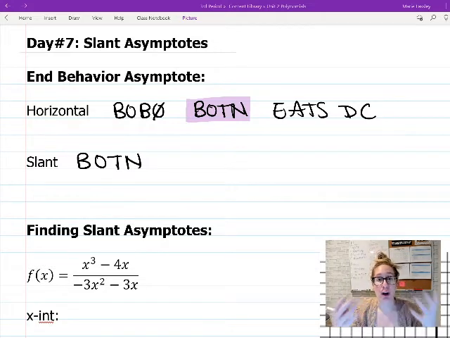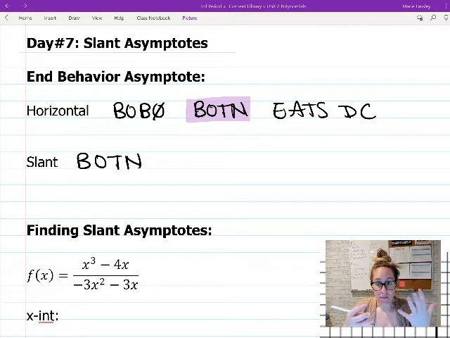So if you put larger and larger values in for x, the top of your fraction is going to grow faster than the bottom of your fraction, because something being cubed is going to grow faster than something being squared. That's going to actually make your function go towards infinity. So it's not going to approach some standard number like it does when you have a horizontal asymptote. It's going to approach just getting larger. It's going to approach infinity. And it actually has a special kind of pattern.